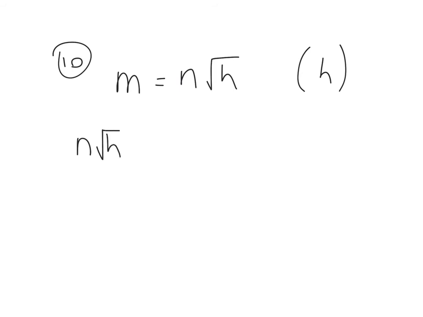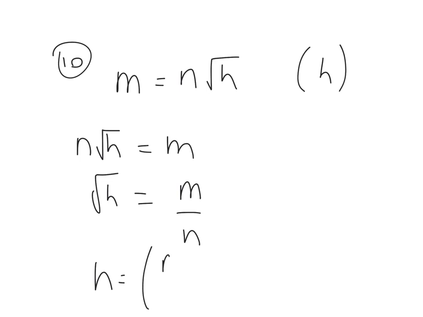Example 10. M equals N times the square root of H. Change the subject of the formula to H. So N root H equals M. Get rid of a times N by dividing by N. How do you get rid of a square root? That's squared, so square top and bottom, M over N all squared.